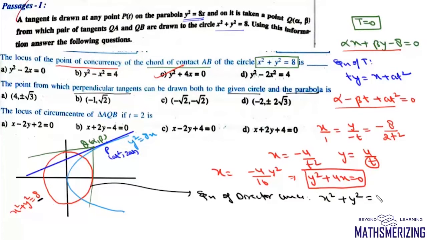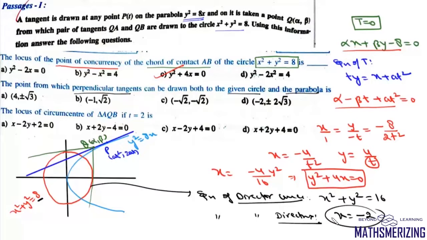So there will be x square plus y square equals 16, and the equation of the director circle in case of a parabola is nothing but the directrix. So the equation of the directrix for this parabola will be x equals minus a. So it will be x equals minus 2. Now the point from which perpendicular tangents can be drawn both to the given circle and parabola will be the point of intersection of the director circle with the directrix.